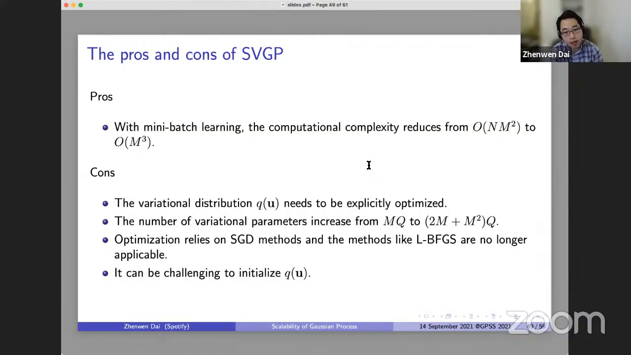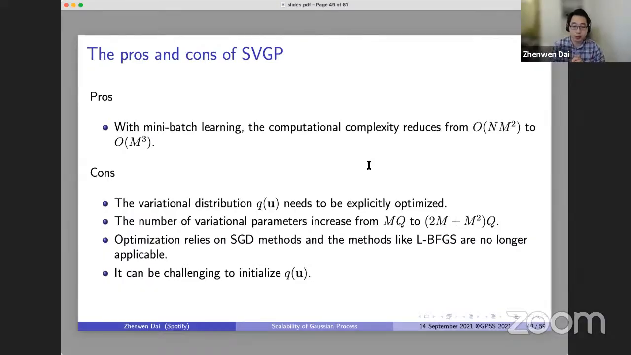The stochastic variational Gaussian process, which is basically mini-batch training, allows us to further reduce the computational complexity from n m squared to m cubed, because this time, instead of going through the whole data set, at every gradient step we take only a constant subset of the data.